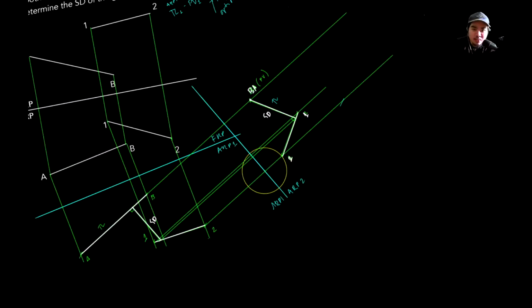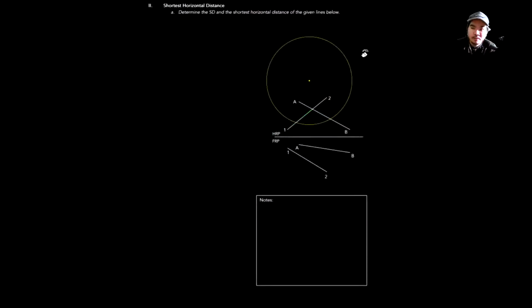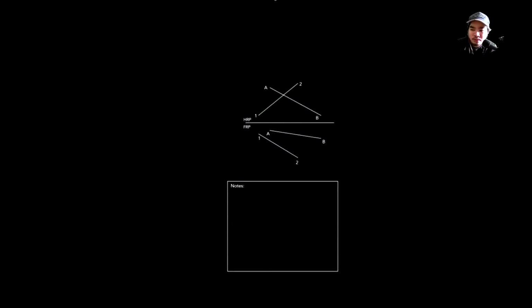So, proceed tayo with shortest horizontal distance. Now, shortest horizontal distance is similar to your shortest distance, pero kailangan, as the name implies, dapat horizontal siya. So, what it means to be horizontal is that it is parallel to the horizontal reference plane. Okay? So, why is this important?